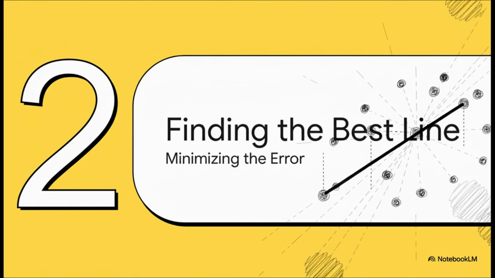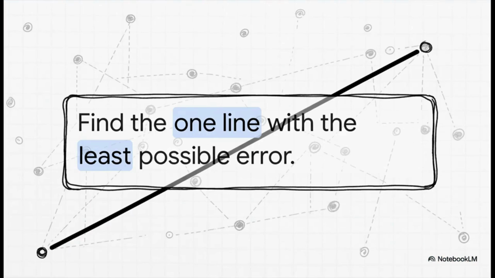Okay, so if you picture all of our data points on a graph, you could draw literally an infinite number of lines trying to cut through them. So how in the world does the machine learn how to pick the one single perfect line? Let's figure that out. The goal is actually really straightforward. Find the one line that has the smallest possible error. We're on a mission to find the line that, on average, gets as close as it possibly can to all of those real data points.